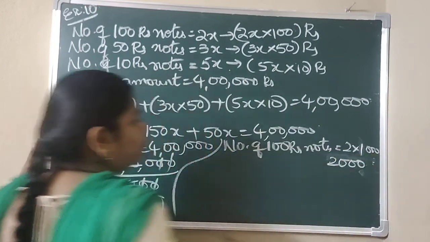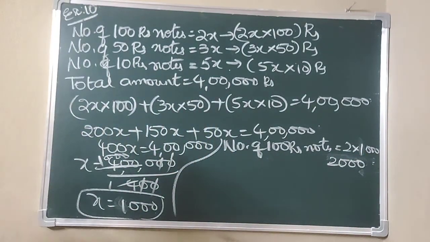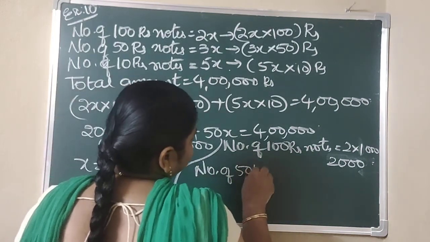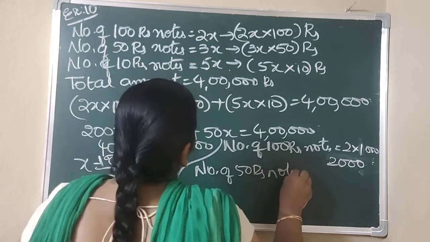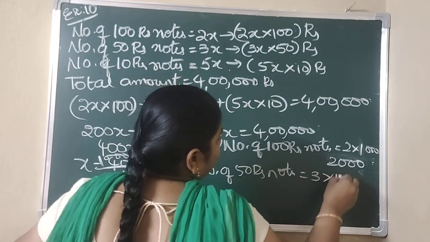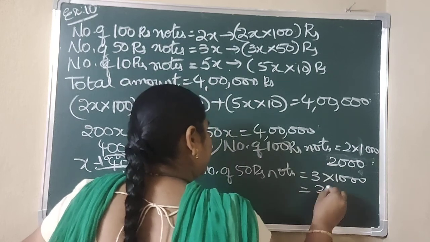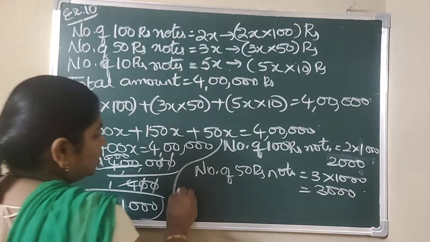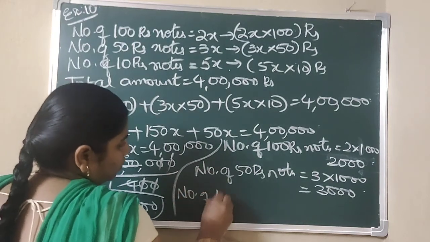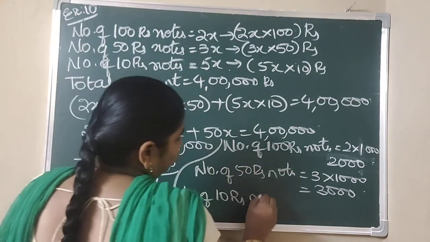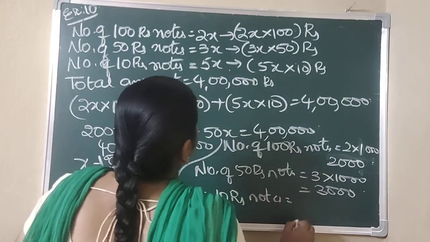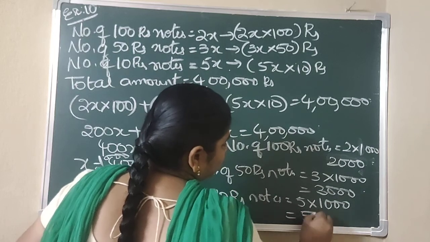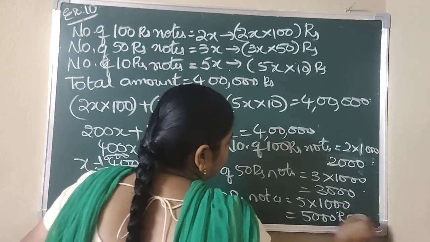So how many 100 rupee notes are there? 2000 notes are there. So the number of 50 rupee notes is how many? That is 3x. So 3 into 1000, that will be equal to 3000. And we have to find how many 10 rupee notes are there. So the number of 10 rupee notes is how many? That is 5x. So 5 into 1000, that will be equal to 5000.